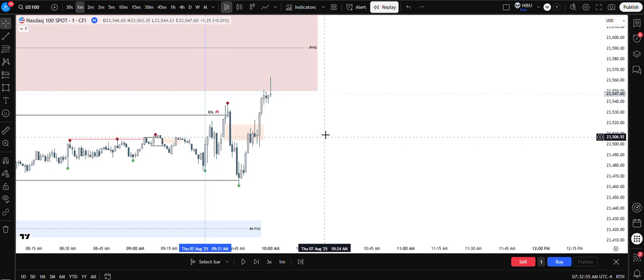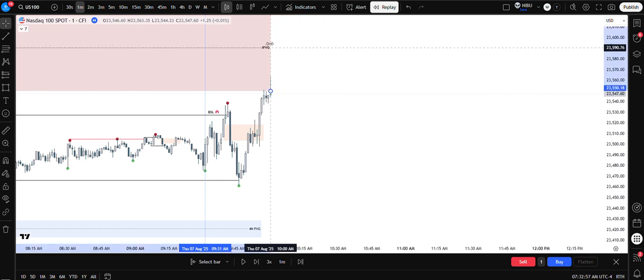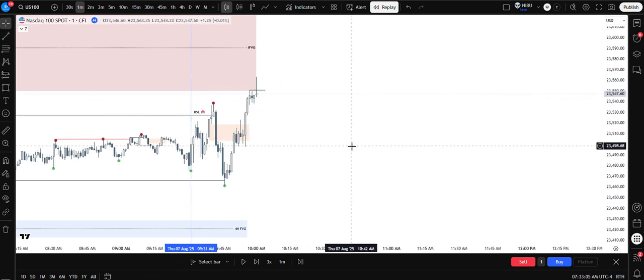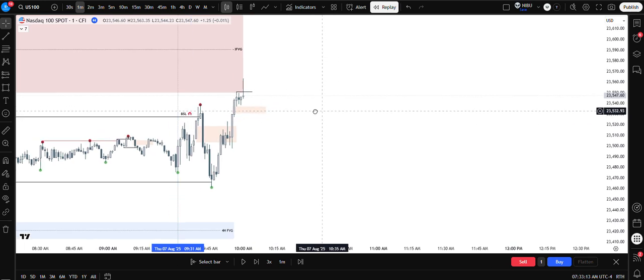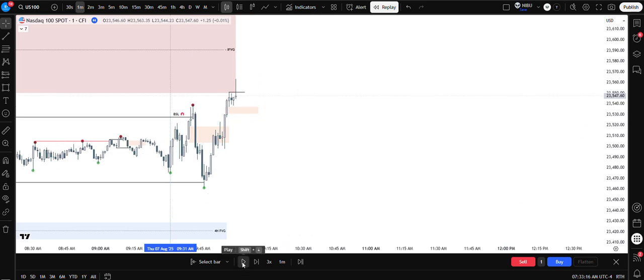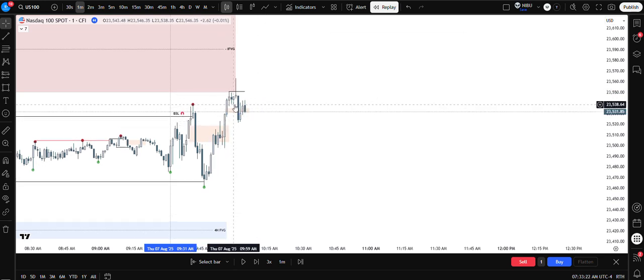See, price tapped here, so here we need to pay close attention. You can see price took liquidity, and we had an FVG here. Once price inverses this FVG, we can go short. That was my plan. See, price inversed here, a clear inversion. We got a strong move and a close below this bullish FVG.